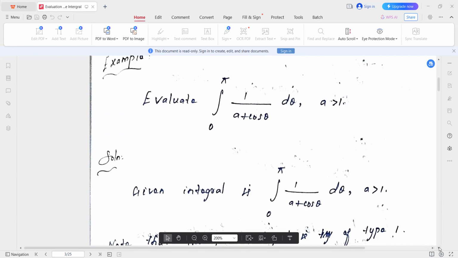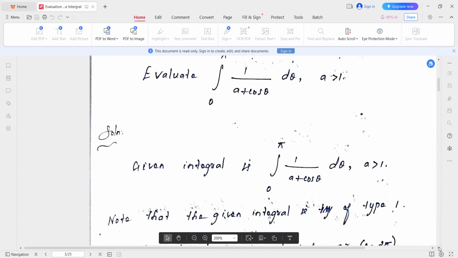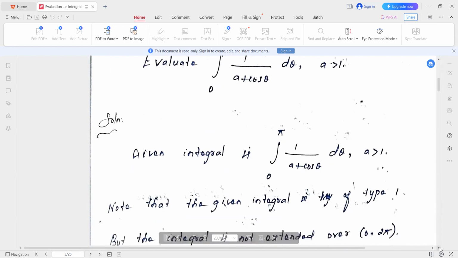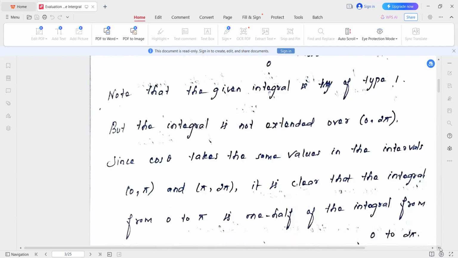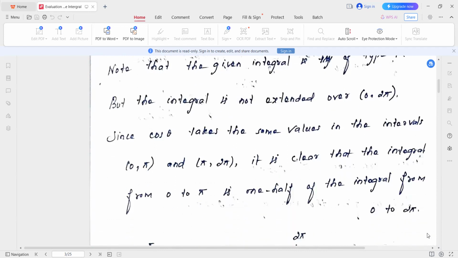Okay. So it is clearly of type 1. But note that the integral is not 0 to 2 pi. It's only from 0 to pi. But we know that cos theta takes the same values in the intervals 0 to pi and pi to 2 pi. So it is clear that the integral from 0 to pi is 1/2 of the integral from 0 to 2 pi.